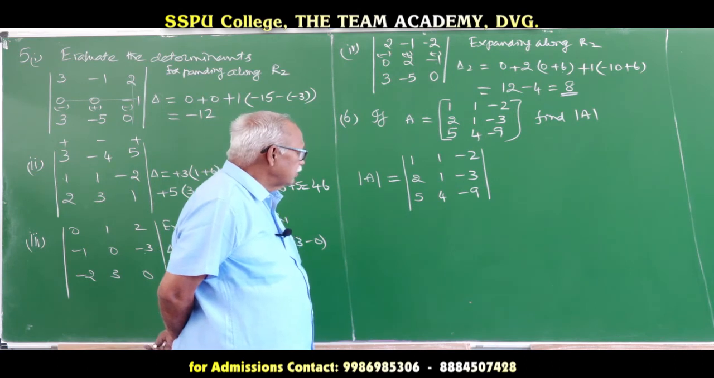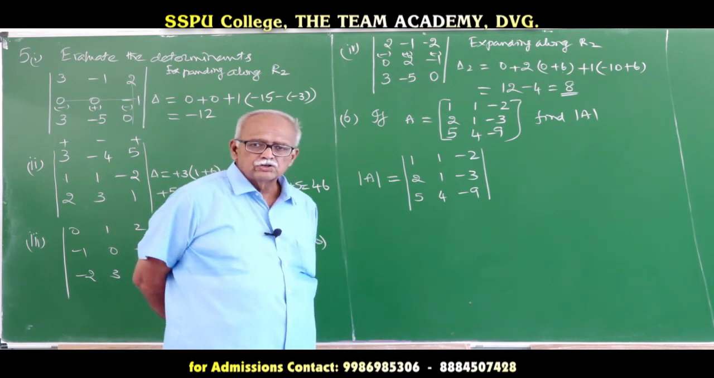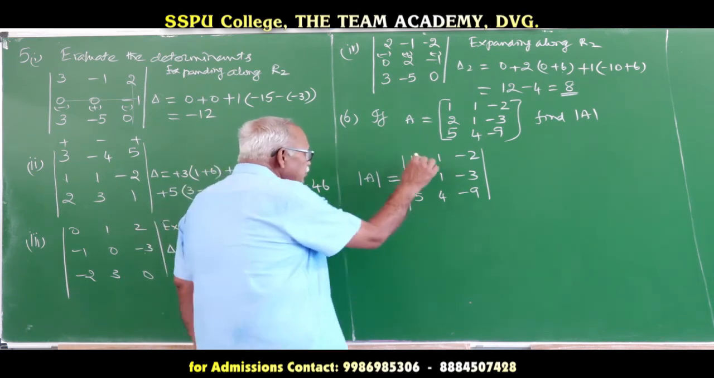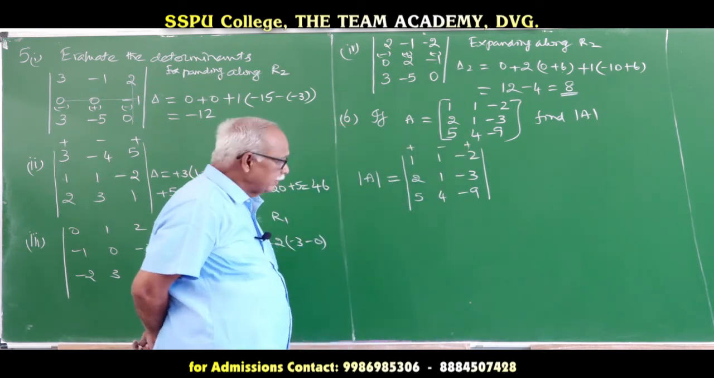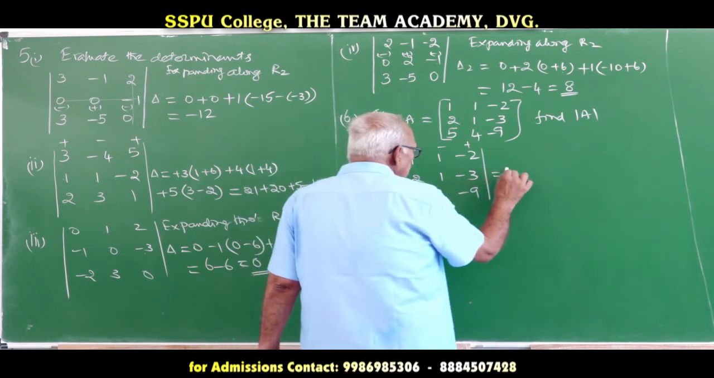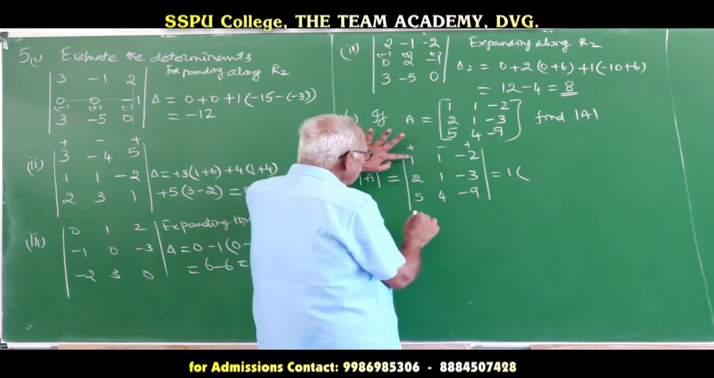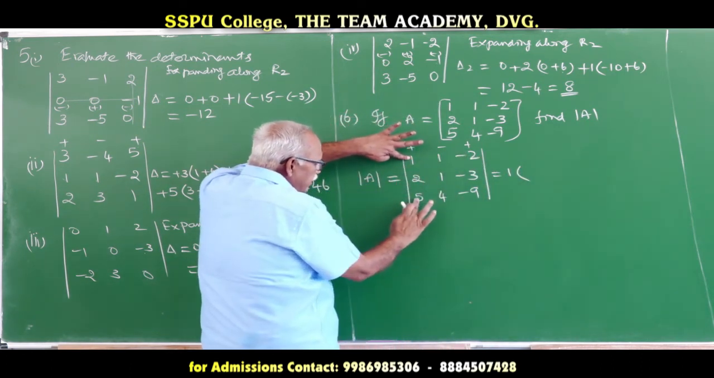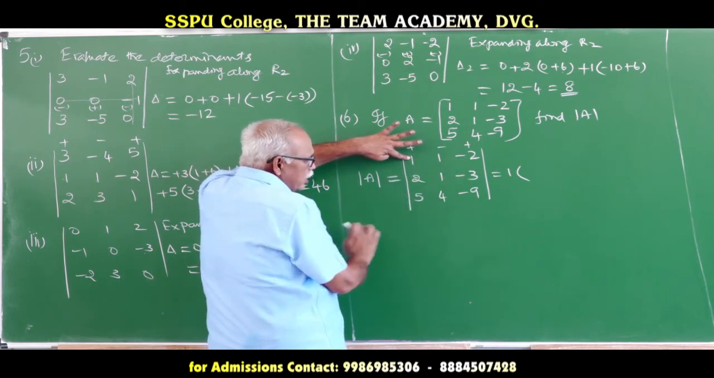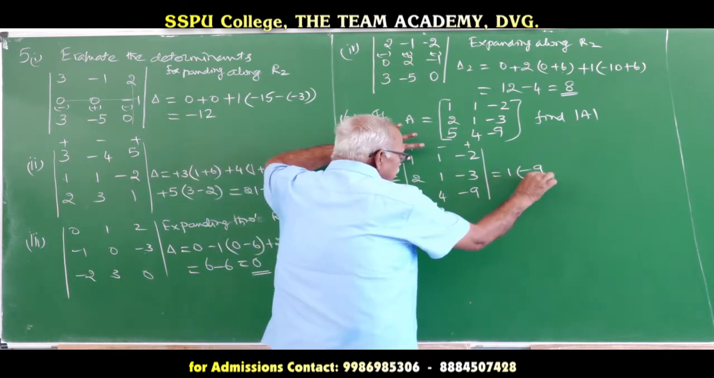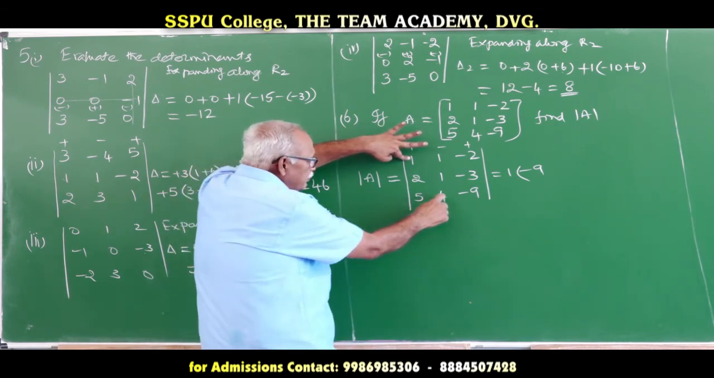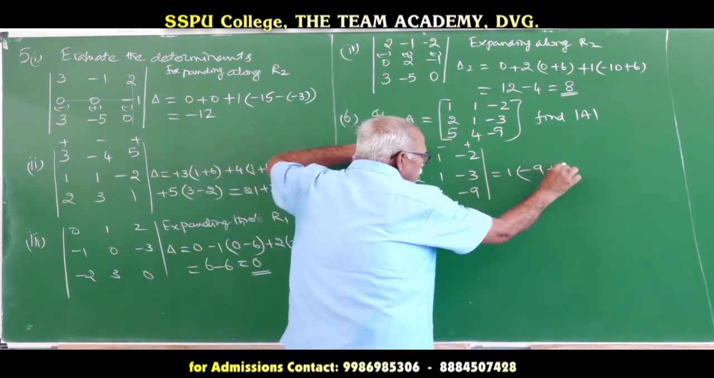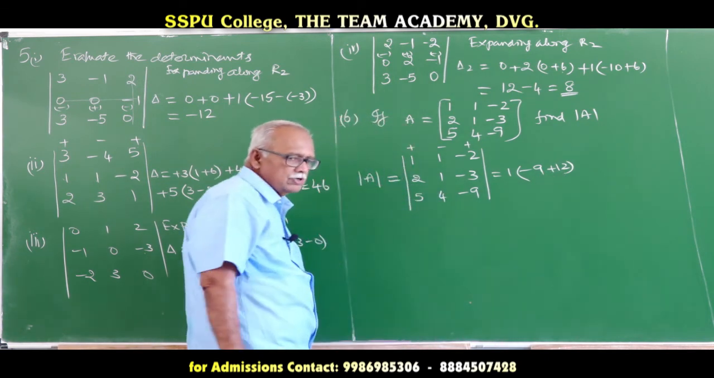Now, which row can we expand? First row itself, let us expand. For the first row, what are the signs? Plus, minus, plus. Now, 1 into, eliminate row 1 and column 1. You get 1 into 4 minus 2 into minus... multiplying these two, minus 12, but you have to subtract it, so it is plus 12.